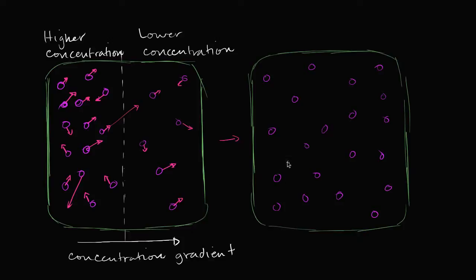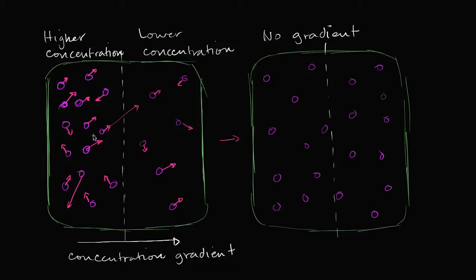So if we let enough time go by, we see that we should no longer have a concentration gradient, that the concentration should be fairly uniform over time. So even if I were to draw that imaginary dashed line, I should have the same concentration on both sides. So I no longer have a gradient. I have no gradient.